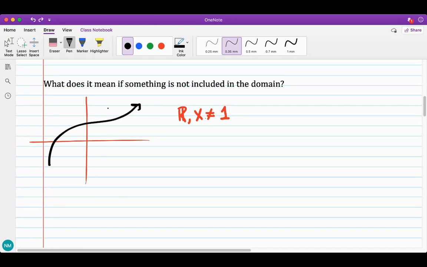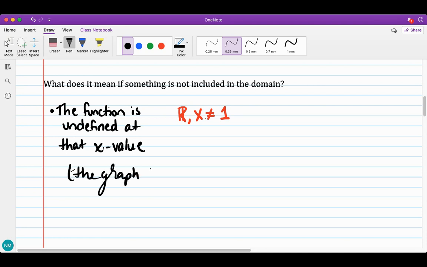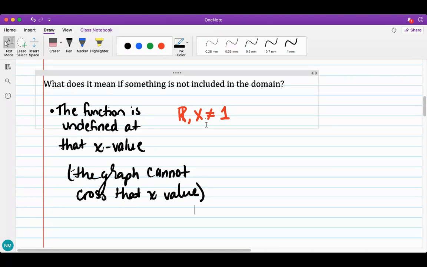So we are going to talk about what happens graphically in a little bit. But what we need to know is that the domain tells us that the function is undefined at that x value, meaning the graph cannot cross that x value. So that's important when we're talking about graphically, what does the domain mean?